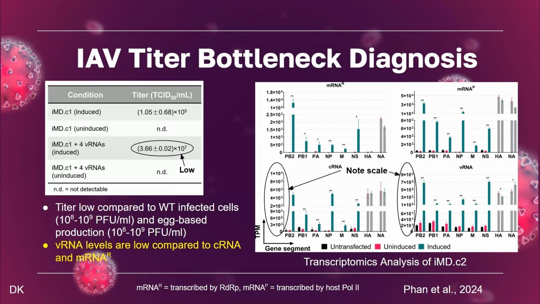So the authors investigated the reason for this discrepancy, and they performed a transcriptomic analysis for the different genes associated with influenza A. And as you can see on the figure on the right, when comparing the viral RNAs to either the complementary RNA, the cRNA, or the mRNA produced by host cell polymerase II, depending on the gene, the titer levels are about 1 to 2 orders of magnitude low. So they performed a subsequent analysis to determine the cause of this discrepancy.